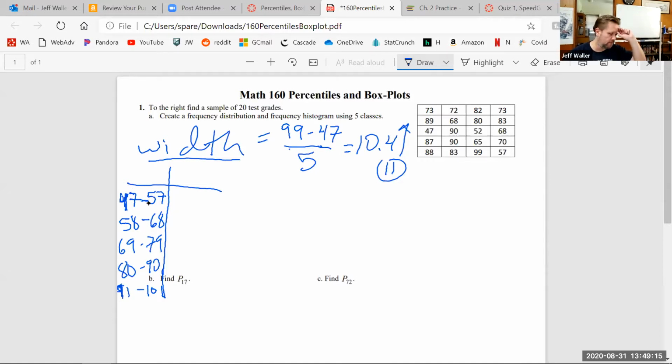I really don't want to spend too much time on this though, because if you don't use the inequality method, you've got to make some compromises with how you do things. So now I can do the frequency for each.